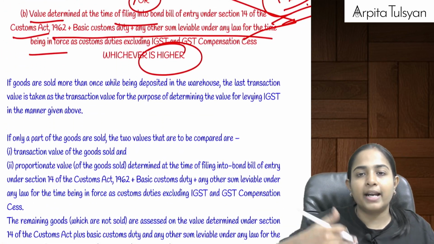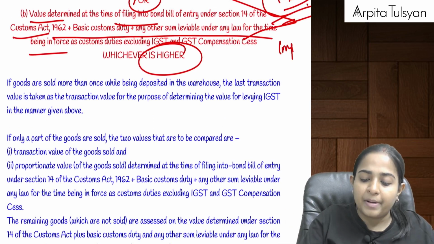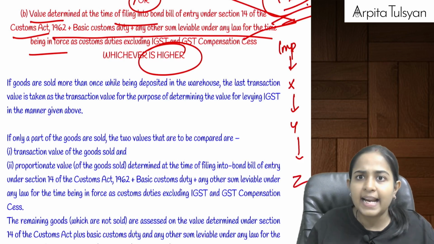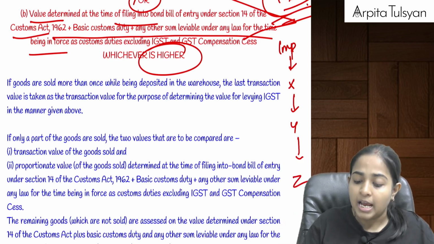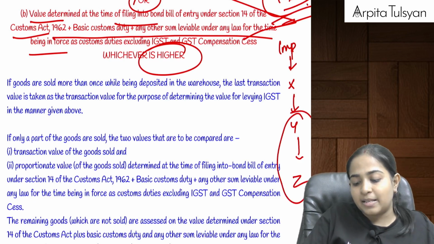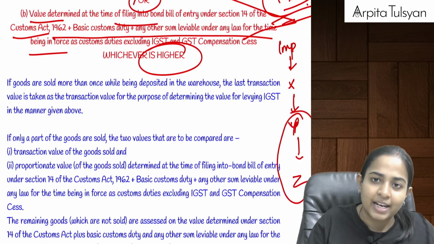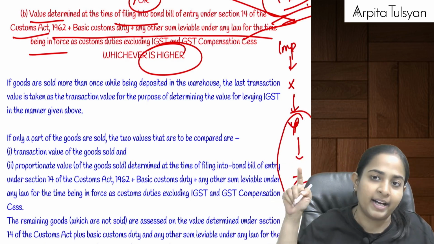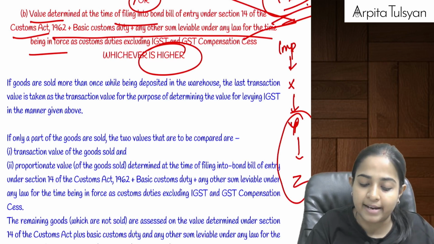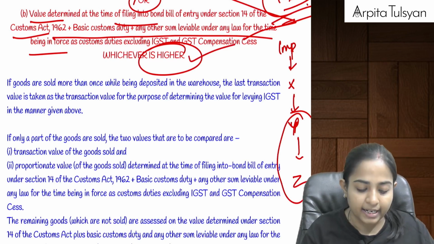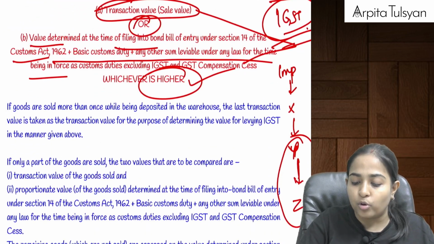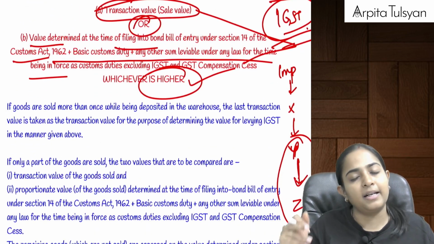Suppose there are many people in the chain. Example, the importer sold it to Mr. X, X sold it to Y, and Y sold it to Z. It can happen before the goods are cleared for home consumption. In that case, whatever is the last transaction value, meaning the price at which Y has sold it to Z, or the valuation done by customs at the time of the into-bond bill of entry plus the customs duty, whichever is higher can be taken for calculating the IGST. Suppose only partial goods are sold, then the taxes will be applicable at this point of time.